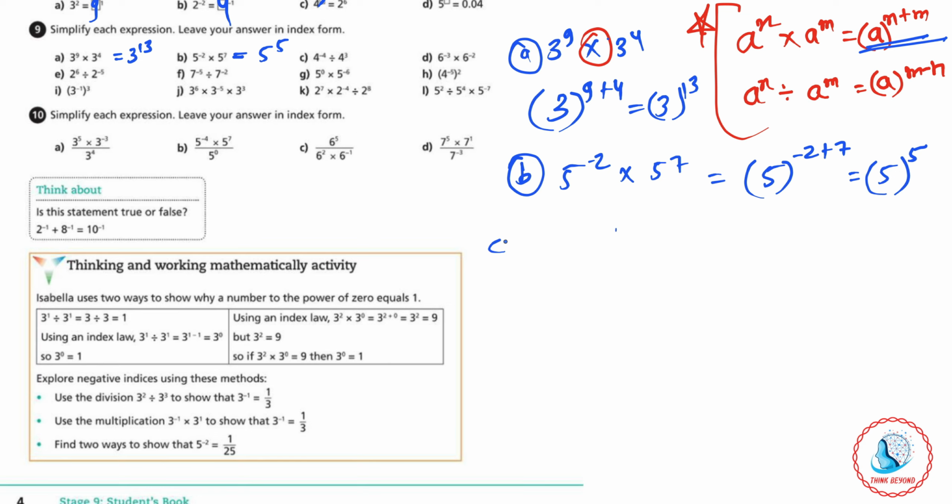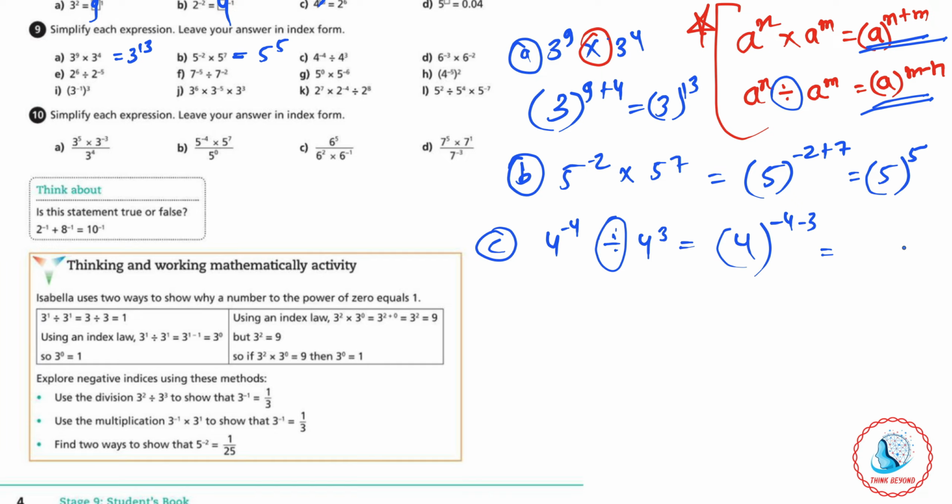Now for question number C, 4 raised to power minus 4 divided by 4 raised to power 3. So second formula is going to be used here because the division sign is there. So 4 raised to power m minus n, which is minus 4 minus 3. Minus minus is plus, the sign will remain negative. So it will be minus 7, which is 4 raised to power minus 7.